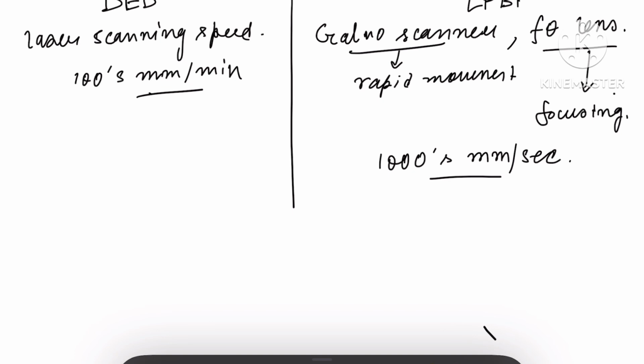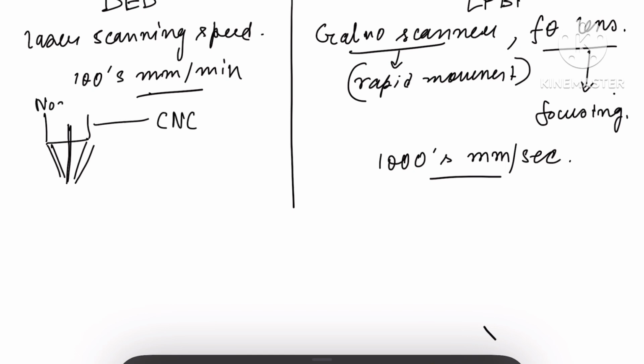In case of LPBF, the galvo scanner is responsible for this rapid movement, whereas for DED, the nozzle is used to deliver the laser beam and the powders as well. This nozzle is connected to the CNC, which is responsible for the movement of the nozzle, but CNC cannot deal with that high speed. So the speed is very less in case of DED. However, that rapid speed is also not needed for DED.